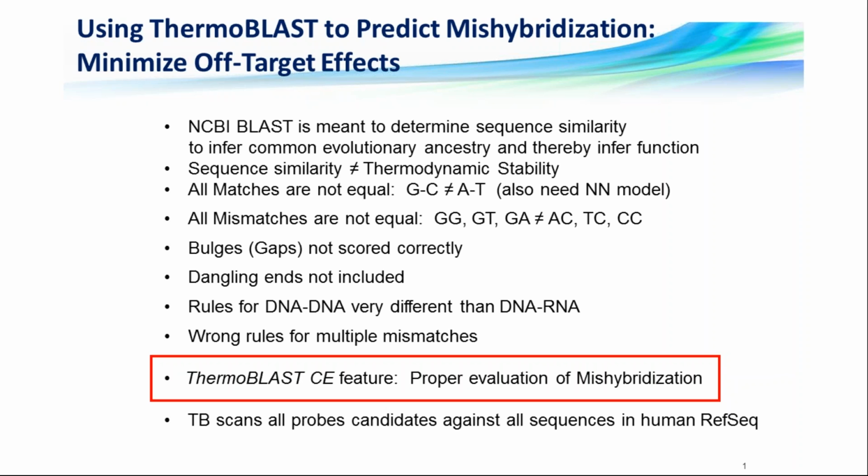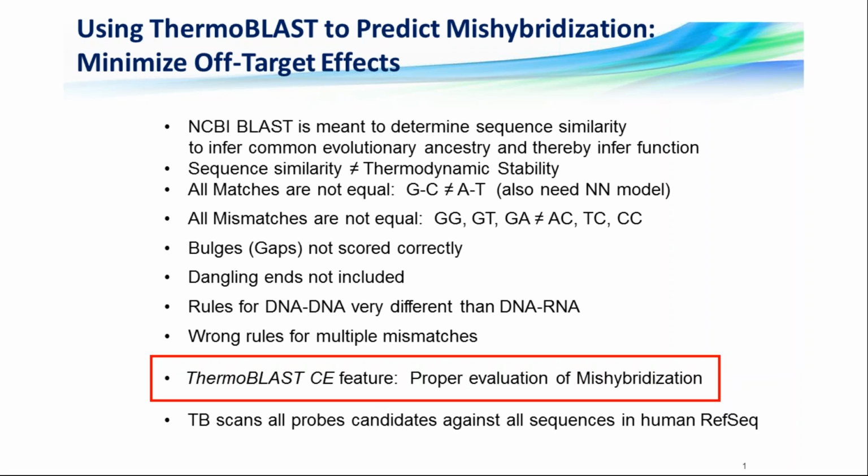So BLAST was meant to determine common evolutionary ancestry through sequence similarity. So you can imagine, as everybody's done, you take the reverse complement and then you just BLAST that against the sequence. However, sequence similarity does not equal thermodynamic stability, as BLAST does not account for thermodynamic contributions to base pairing, mismatches, target bulges, or dangling ends, in addition to the different oligo backbone, sugar, and base chemistries that are available from DNA Software.